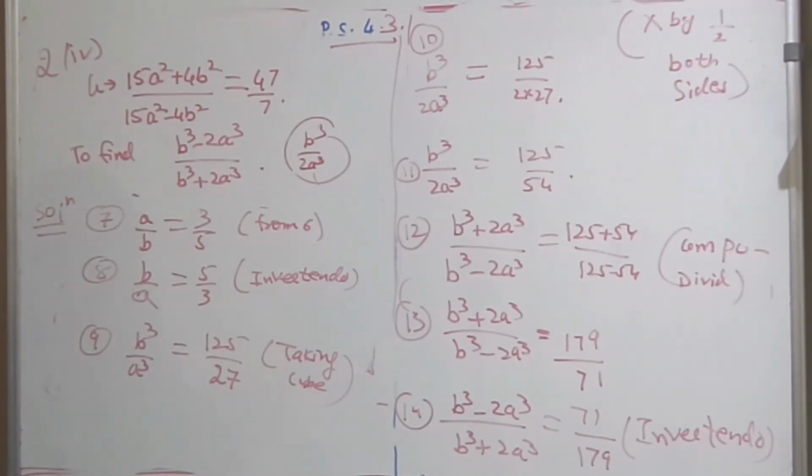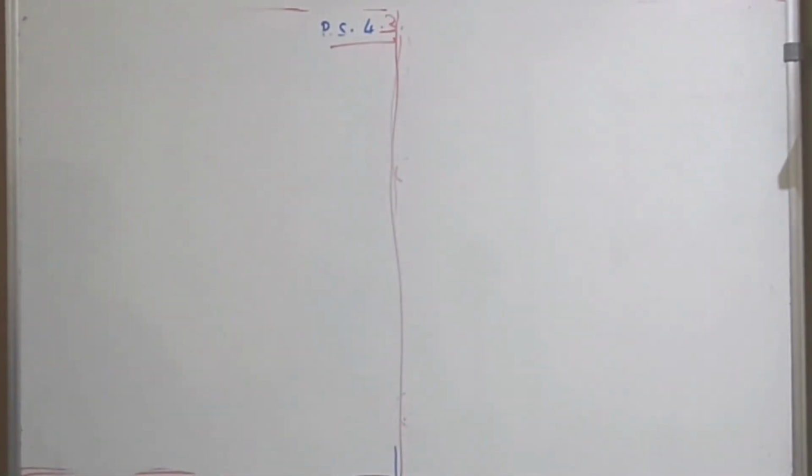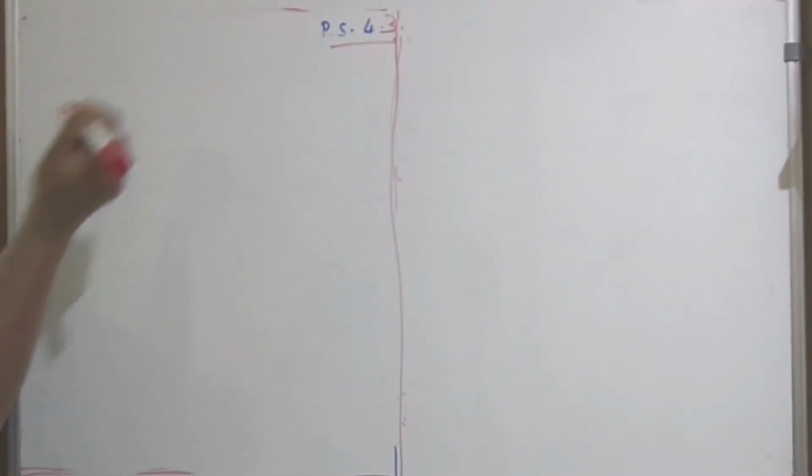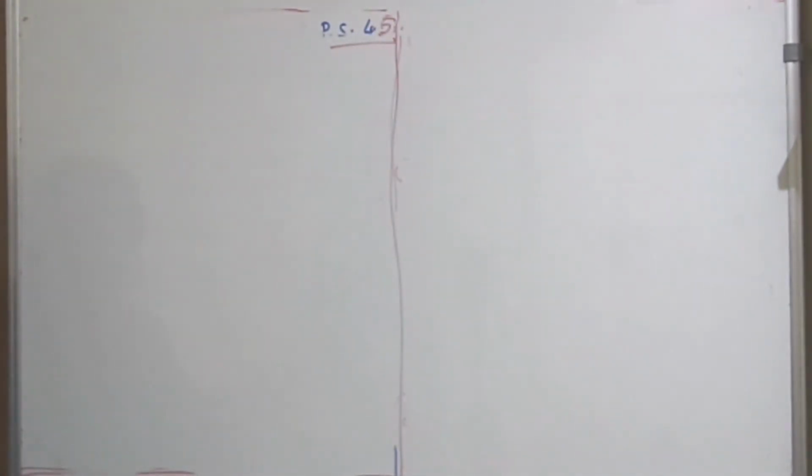Which ones do we have to do? Question number 2 and 4 I have to do. The remaining ones were done. 5 and 6 are omitted. Practice set 4.5, question number 2.